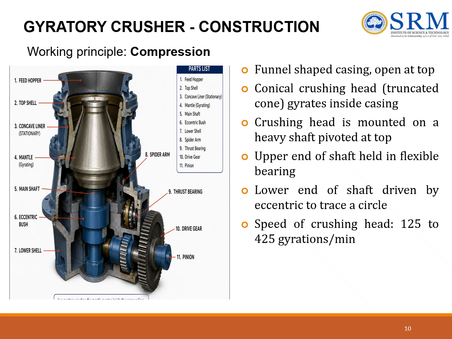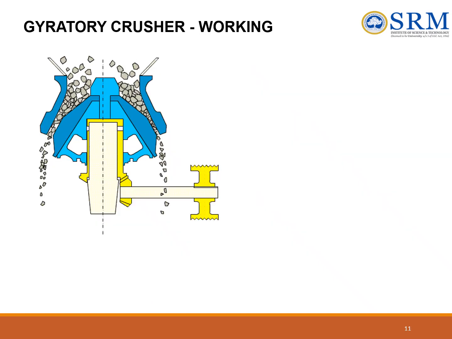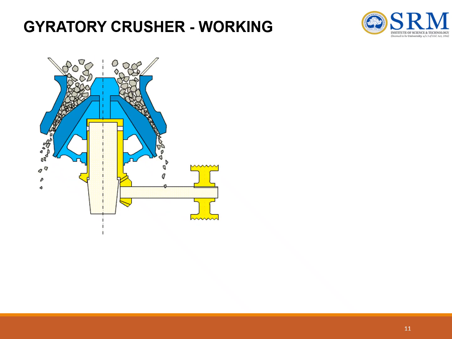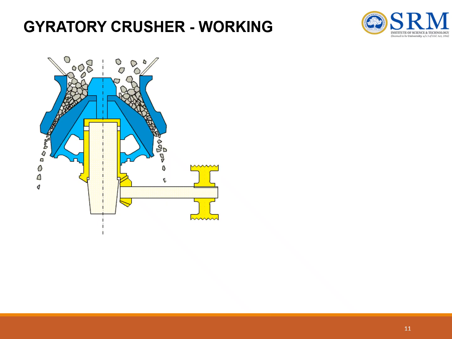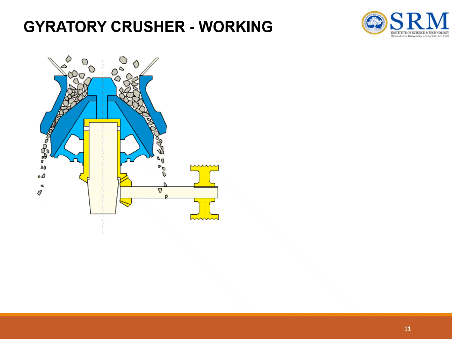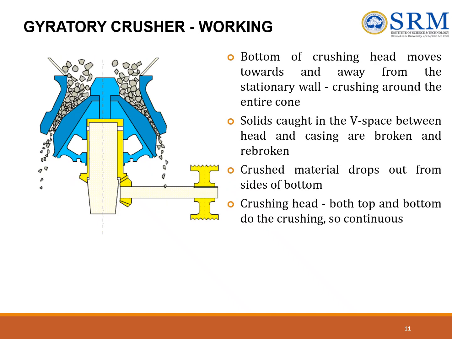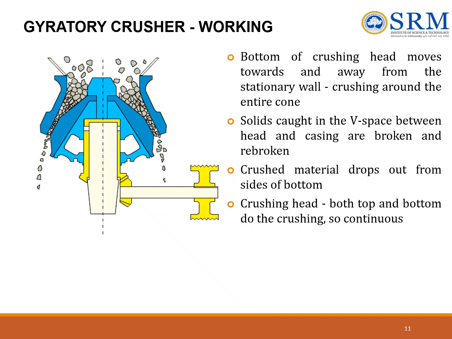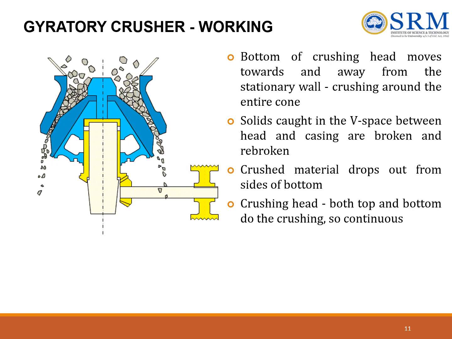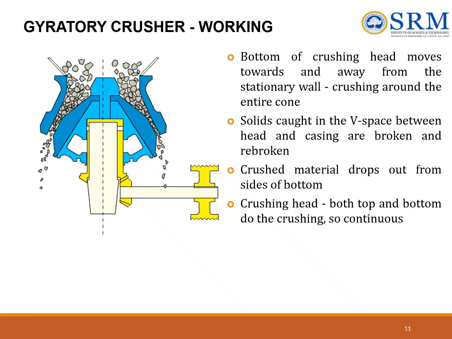The speed of the crushing head is 125 to 425 gyrations per minute. Here we can see the schematic diagram of a gyratory crusher, and the working in the next slide. There is a conical casing and the feed is fed at the top, and the outside heads are stationary. Only the center portion moves. The bottom of the crushing head moves towards and away from the stationary wall. The movable part is held by a casing and a shaft.